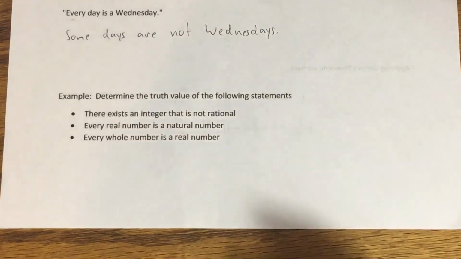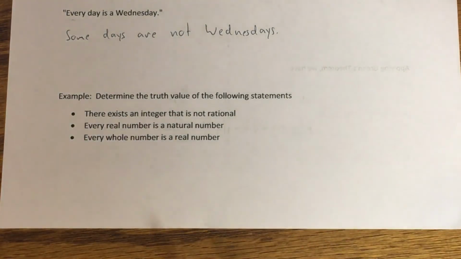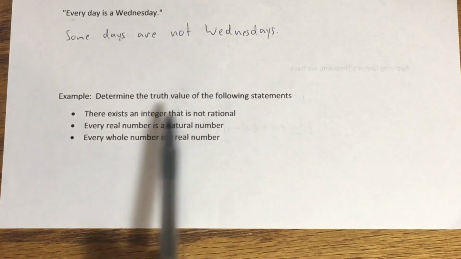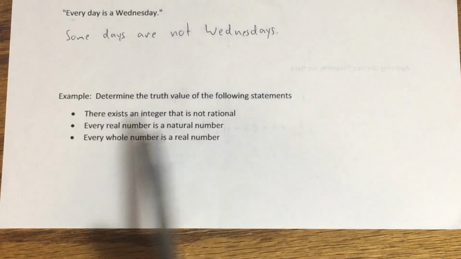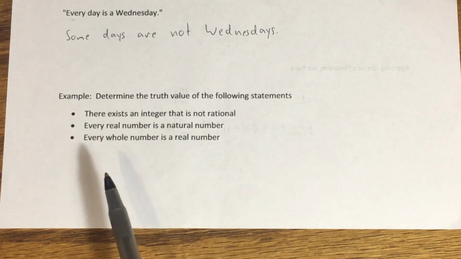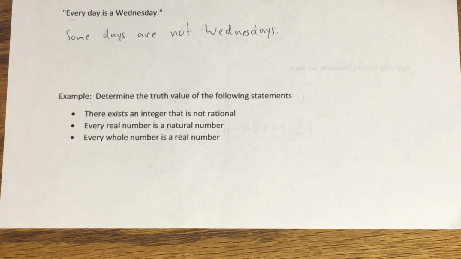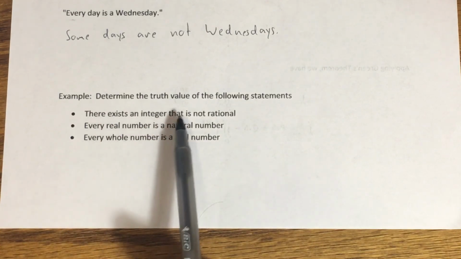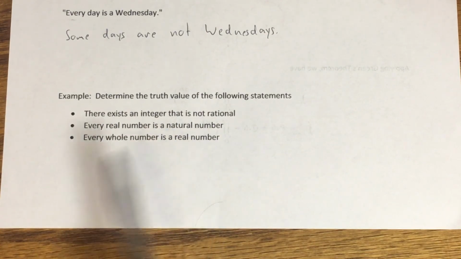So let's do one last example here. We're going to actually look at truth values for some statements, and these particular statements are more mathematical in nature. Back in chapter 2, we talked about different systems of numbers: natural numbers, whole numbers, integers, rational numbers, irrational numbers, real numbers. And we talked about relationships between those too. So what we want to do is use what we know about those sets of numbers to determine truth values. Each of these statements is either true or false, and we want to figure out which one is which.